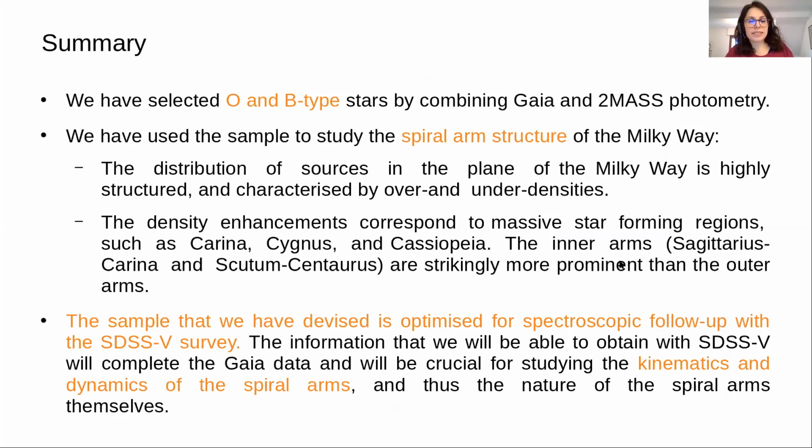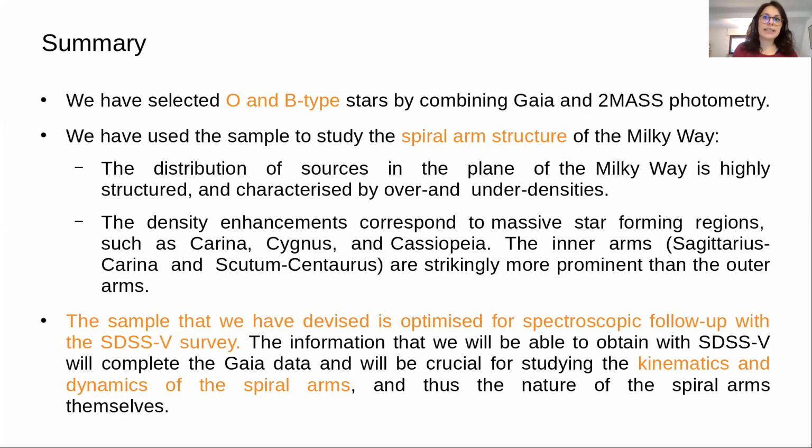In this talk, I've been talking about our selection of OBN type stars, and I described how we use this sample to study the spiral arm structure of the Milky Way. The distribution of sources in the plane of the Milky Way is substructured, characterized by over and under density, and the over densities correspond to star-forming regions such as Carina, Cygnus, and Cassiopeia. I also noticed that the inner arms are more prominent than the outer arms.